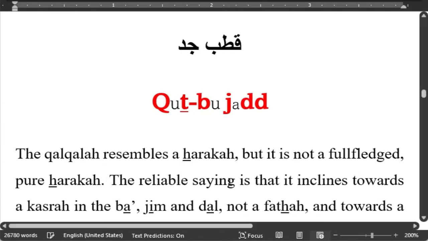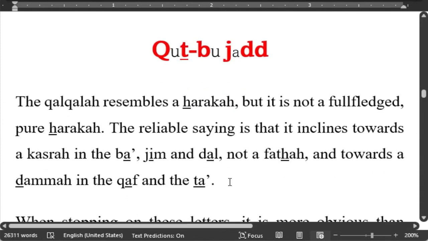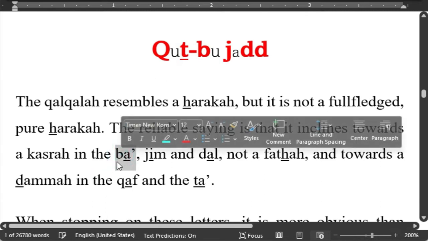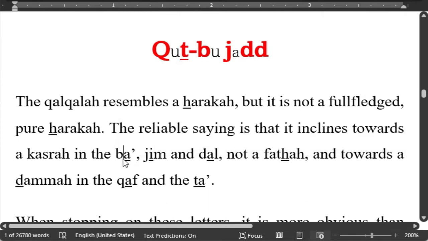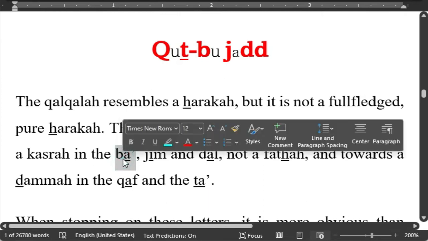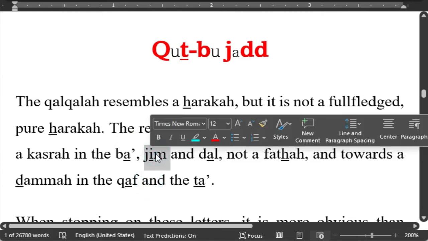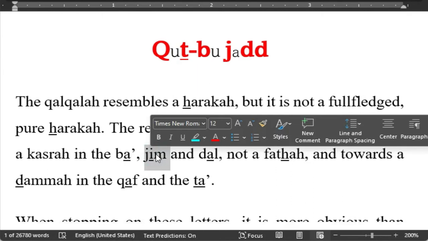The reliable saying is that it inclines towards a kasra in the ba, jim, and dal, not a fatha. So you say تبت يدا أبي لهب وتب. You say والسماء ذات البروج، جيم، والسماء ذات البروج.